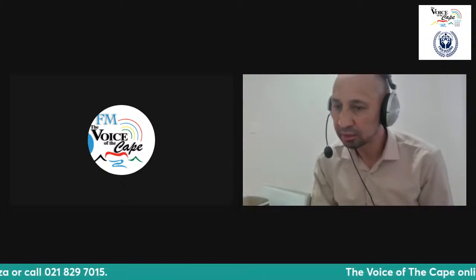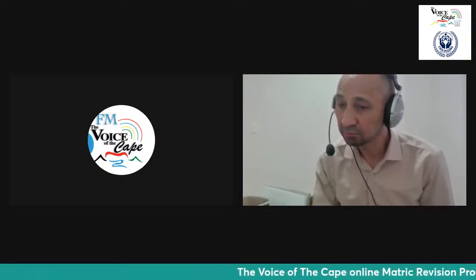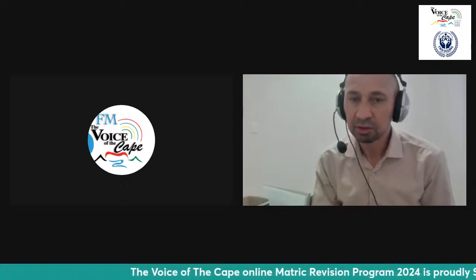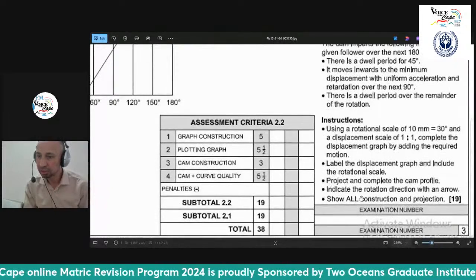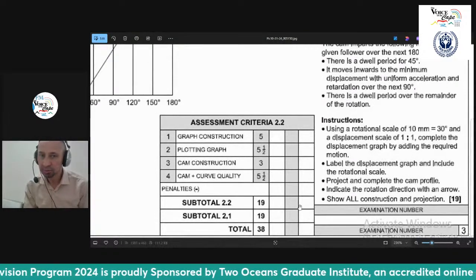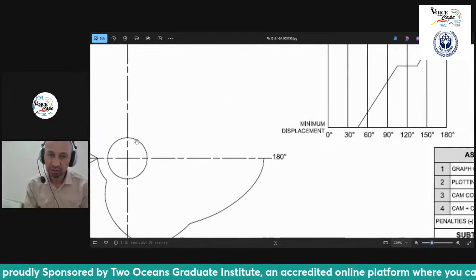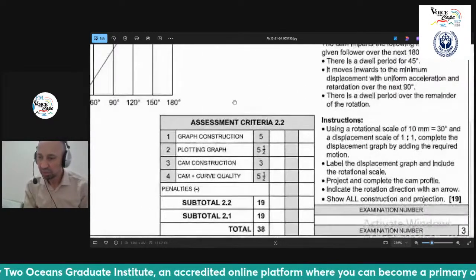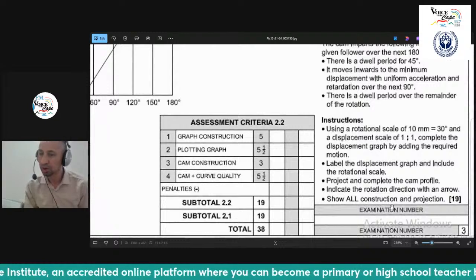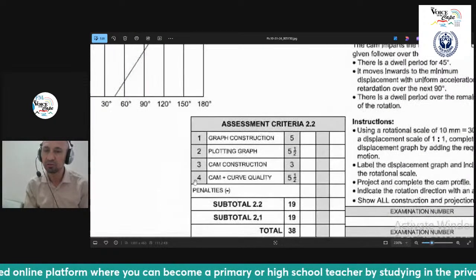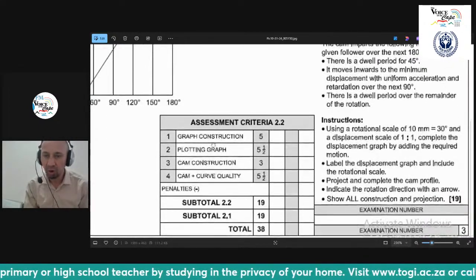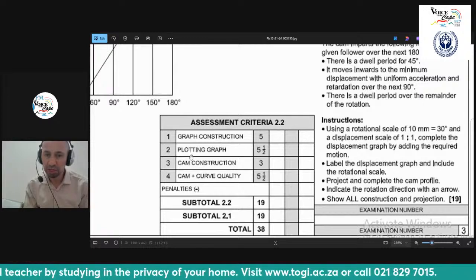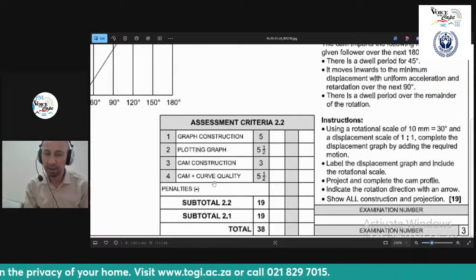And then you need to project and complete the cam profile from the completed cam displacement graph and all the motions. And then you need to indicate the rotational direction with an arrow. And in this case, it's going to go in an anti-clockwise direction. And then furthermore, you need to show all the necessary constructions and projections. So all the faint lines of how you got it need to be there. Okay, so that's basically how the marking allocation looks for the graph construction, plotting of the graph, cam construction, and the cam curve as well, the quality of that.